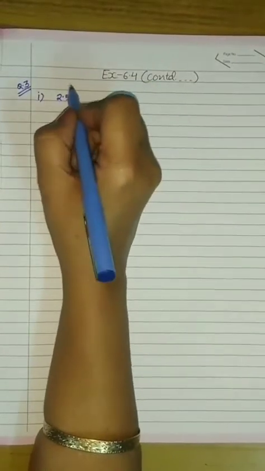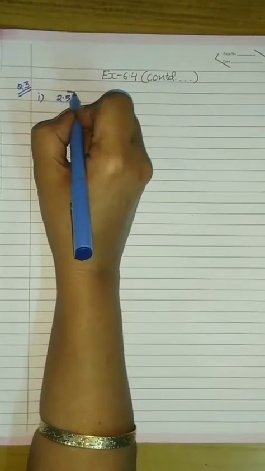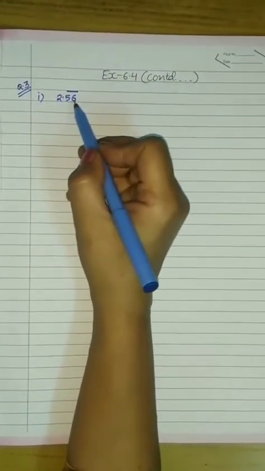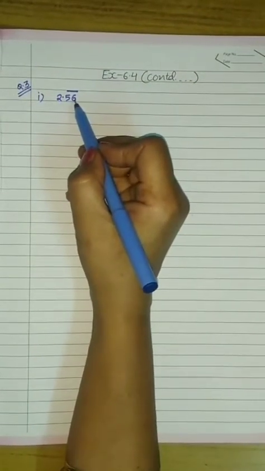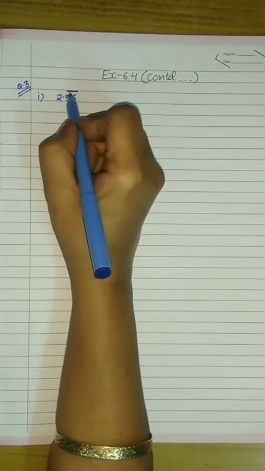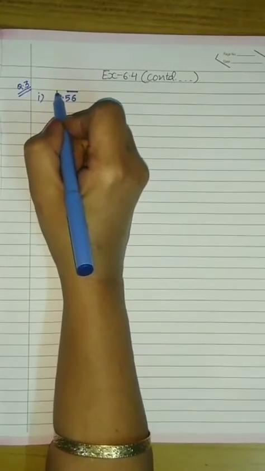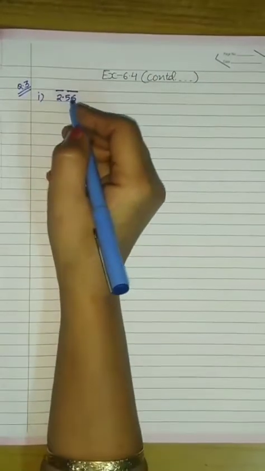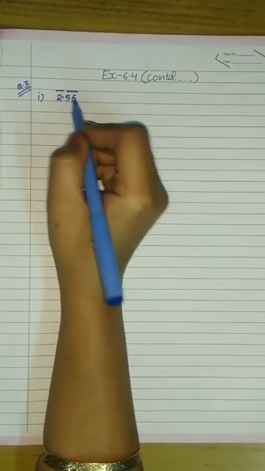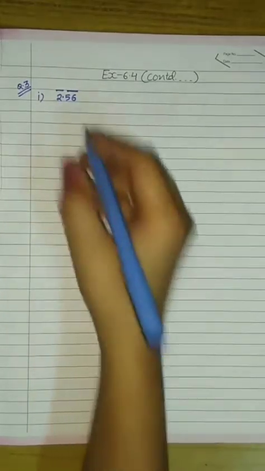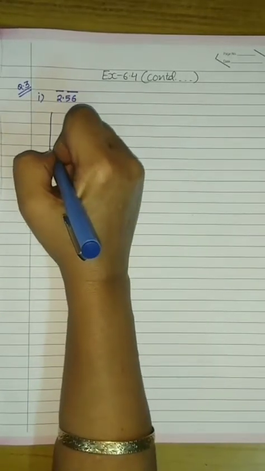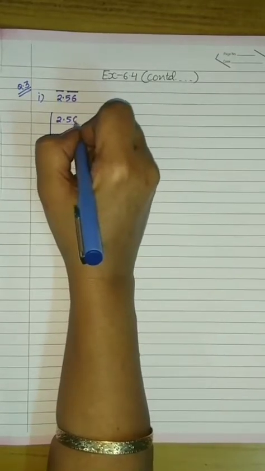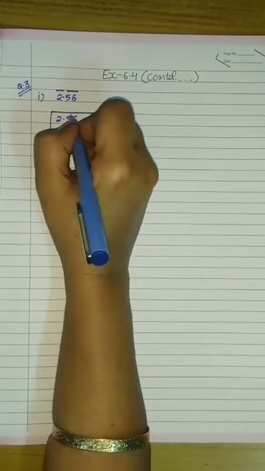First of all, we will put bars on the pairs of digits of the given number. After the decimal, we have two digits, 5 and 6. So we will put one bar on 5 and 6, and the second bar will be on the number to the left of the decimal, that is 2. So we have two bars on this number. So we are finding the square root of 2.56 by the division method.